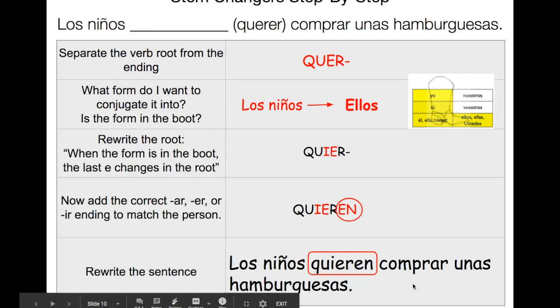Okay, so I hope this is helpful and will help you with the examples that I have in Go Formative.